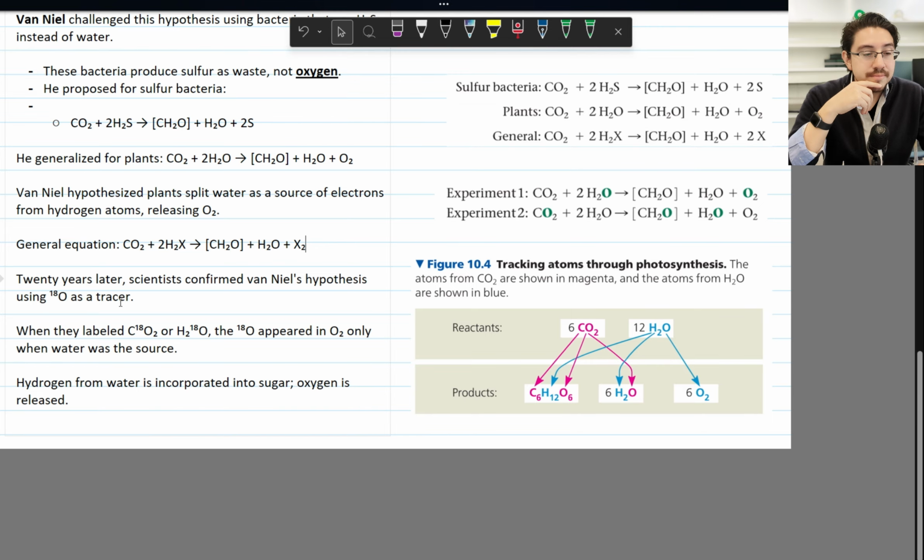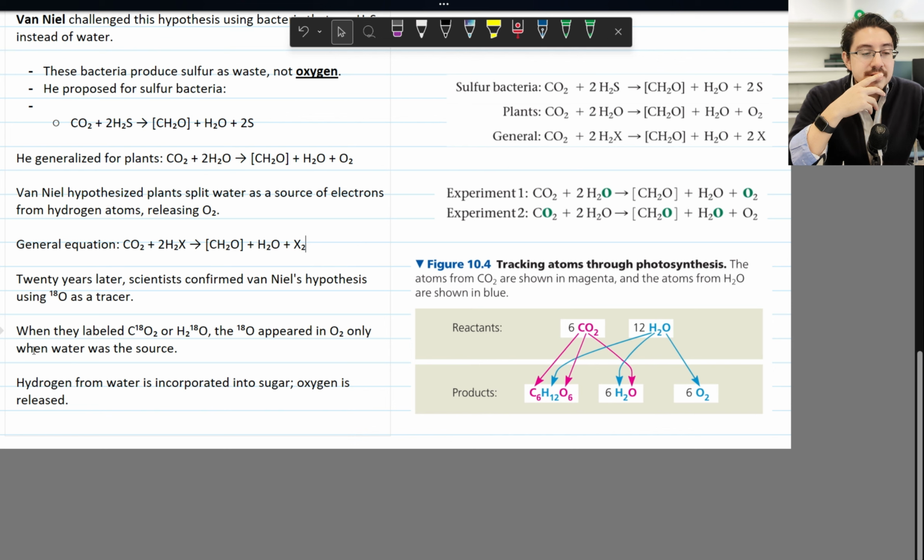So 20 years later, scientists confirmed Van Niel's hypothesis using oxygen 18 as a tracer. So essentially, any compound that provides the electrons and the hydrogens can produce water, and you'll have that exit molecule, like sulfur. And in this case, you have oxygen. So water, or this hydrogen sulfide, can serve as donors of electrons.